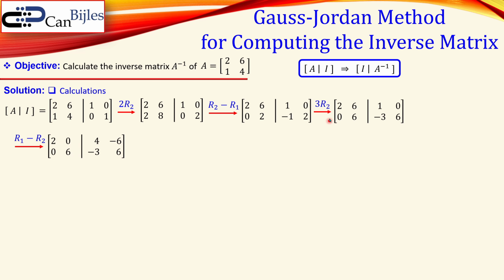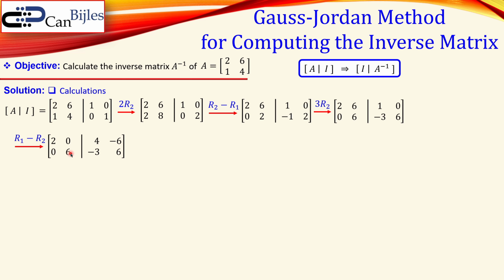This is now 2 minus 0 here. 6 minus 6 will be 0. 1 minus minus 3 will be 4. And 0 minus 6 will be minus 6. So now you see already that we have another 0, which means we're getting closer to the identity matrix. I now need to make this 1 and this also 1.